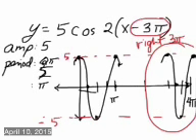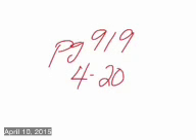Okay? So, on page 919, 4 through 20 evens.